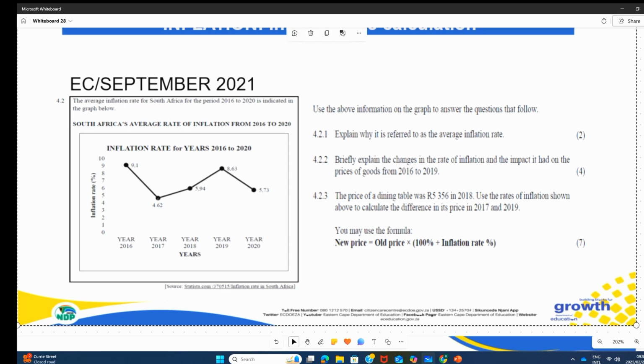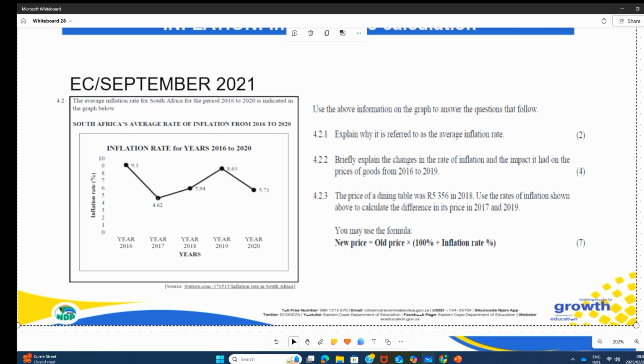So first question, why is it referred to as the average inflation rate? We refer to it as the average inflation rate because it is looking at the change that is happening to different prices. That's why it's called an average, because in a year there are different items that are affected by the inflation. So that's why this one is referred to as the average.